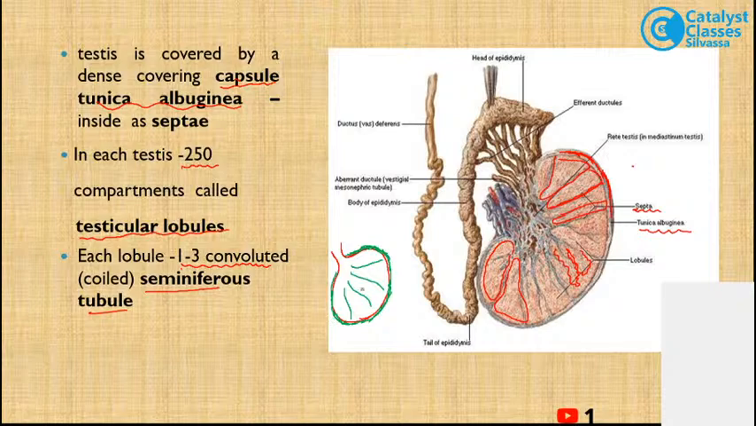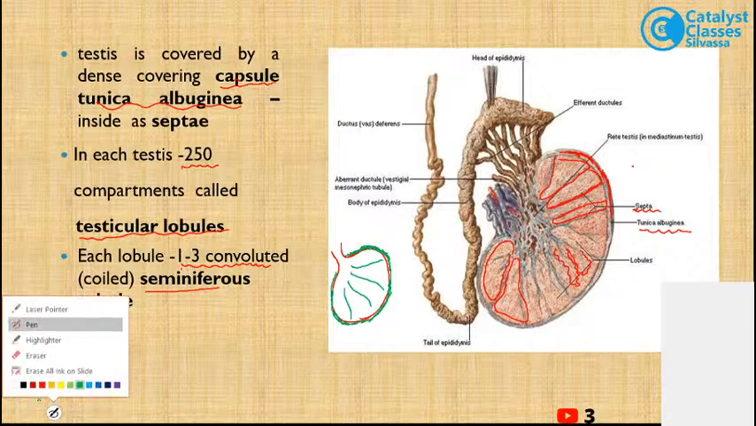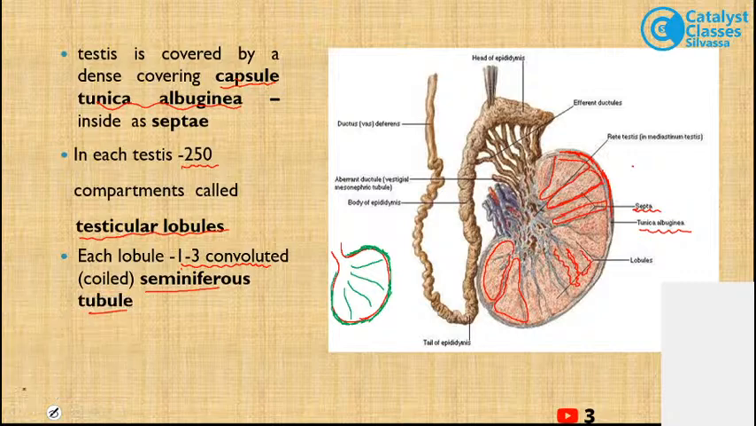Fine. And now, as I told you, in each testis, how many compartments will be there? There will be in all a total of 250 compartments which will be called the testicular lobules. Inside these divisions, what you see are the testicular lobules. The black colored structures are the testicular lobules. And how many testicular lobules are present? Actually, there are 250 such testicular lobules present.